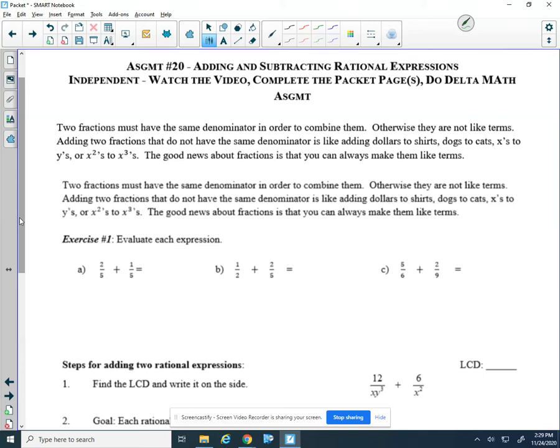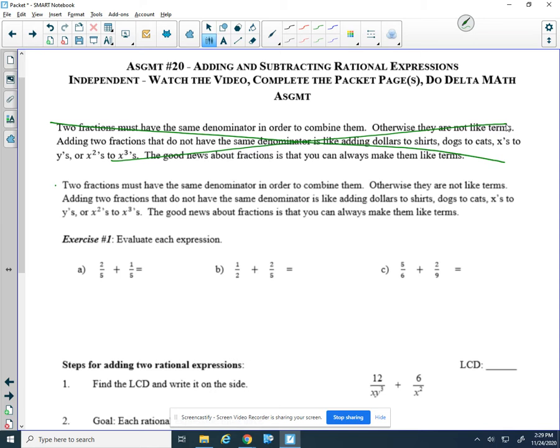So this lesson, assignment 20, is on adding and subtracting rational expressions. First off, this got copied twice in here, so we'll cross that out. We're going to read this now. Two fractions must have the same denominator in order to combine them. Otherwise, they are not like terms.